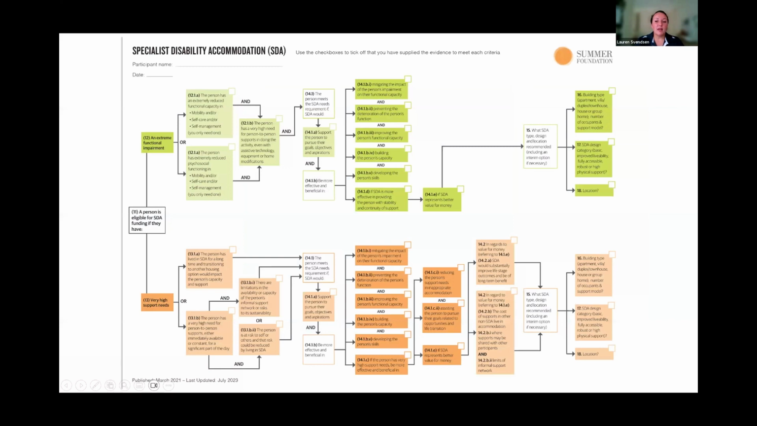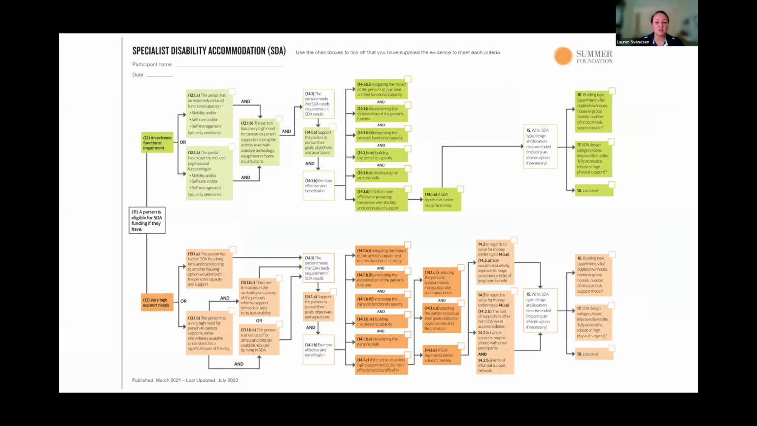When we're trying to get SDA funding for our participants, this flow diagram done by the Summer Foundation is how we then prove that the participants meet the reasonable and necessary criteria. So it needs to be related to the disability. The support must be directly related to the participant's disability and aim to address the impact of their impairment on their functional capacity and daily life.